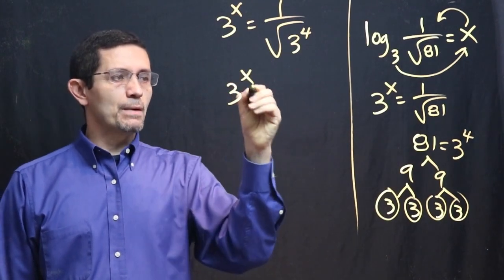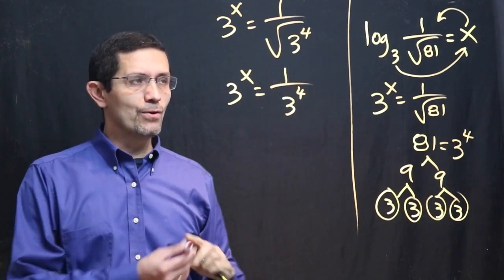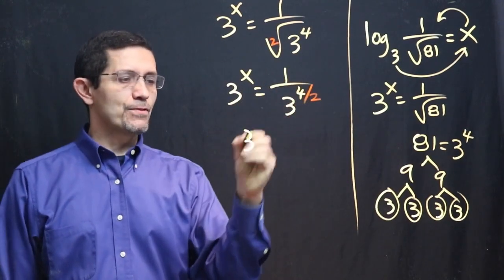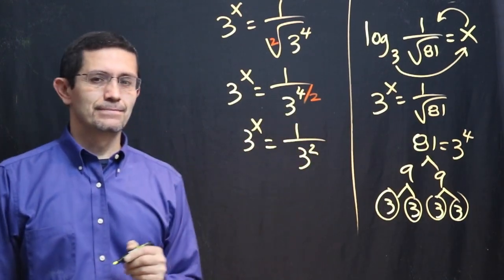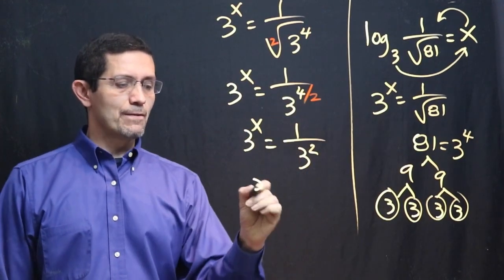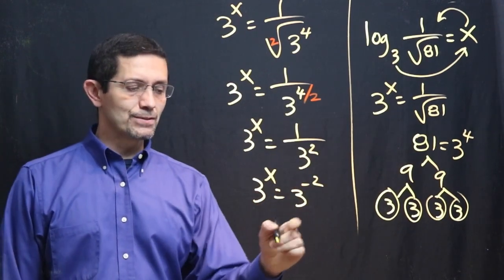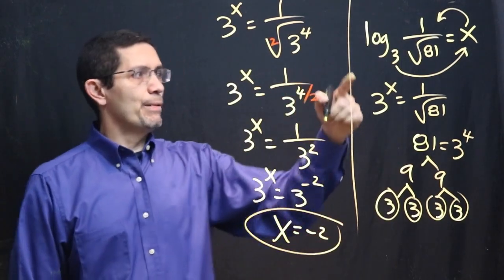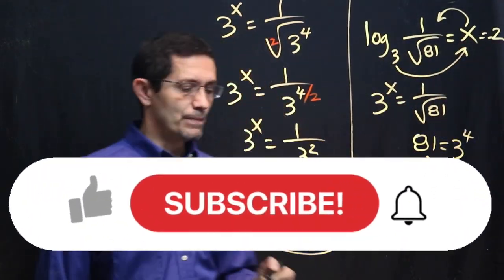Okay, let's rewrite this as a rational exponent. So I have 3 to the x power equals 1 over rational exponent. I bring my power, my index divides my power. Therefore, I have 3 to the x equals 1 over 4 divided by 2. And actually, that came out. Okay. Now, positive exponent, bring it to the top. And I'm going to have 3 to negative 2. If the base is the same, my exponents are the same. Therefore, log on base 3 of 1 over square root of 81, which is 9, equals negative 2.